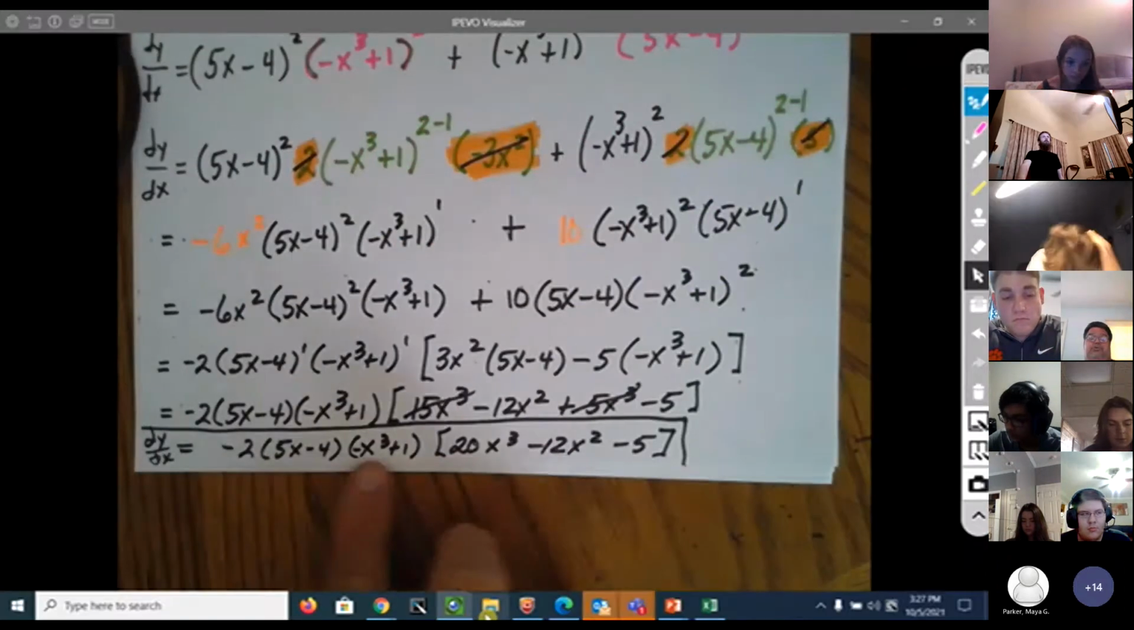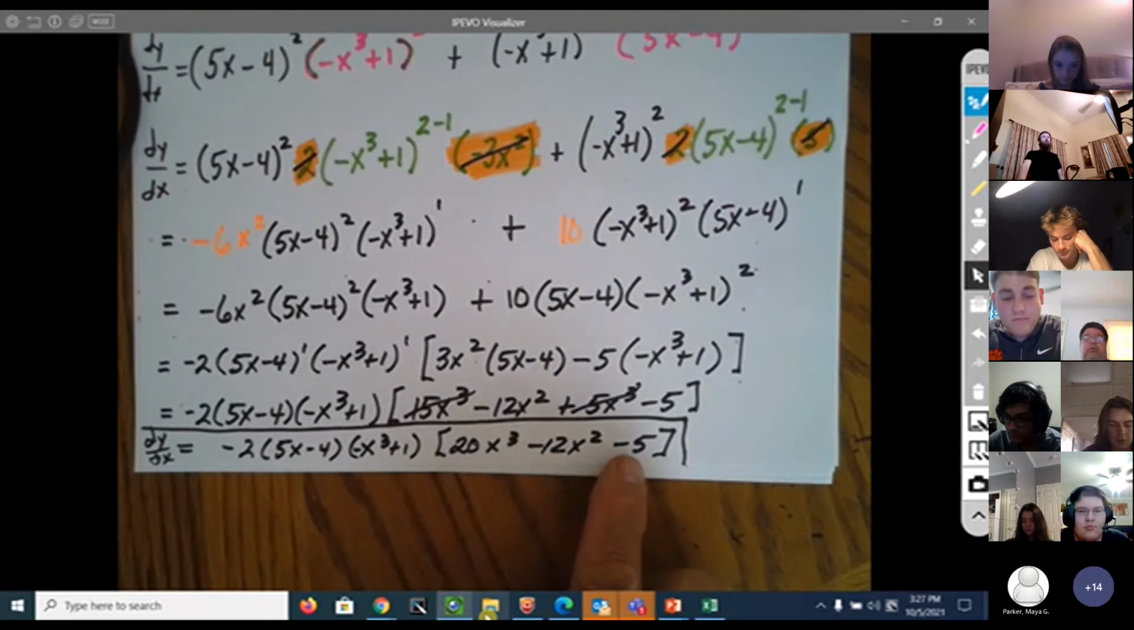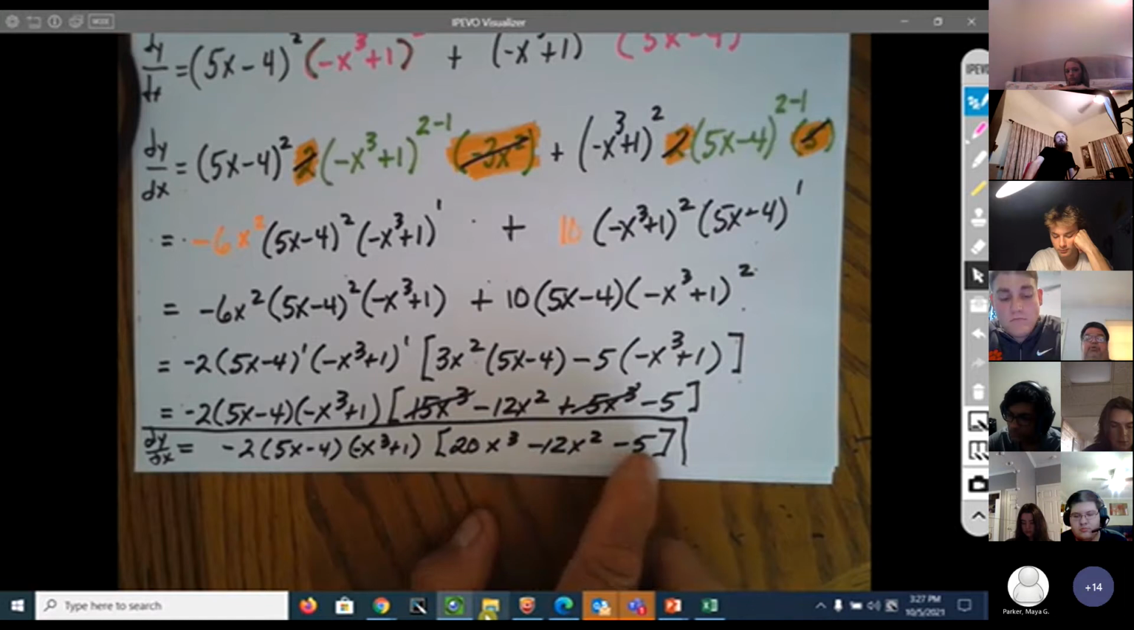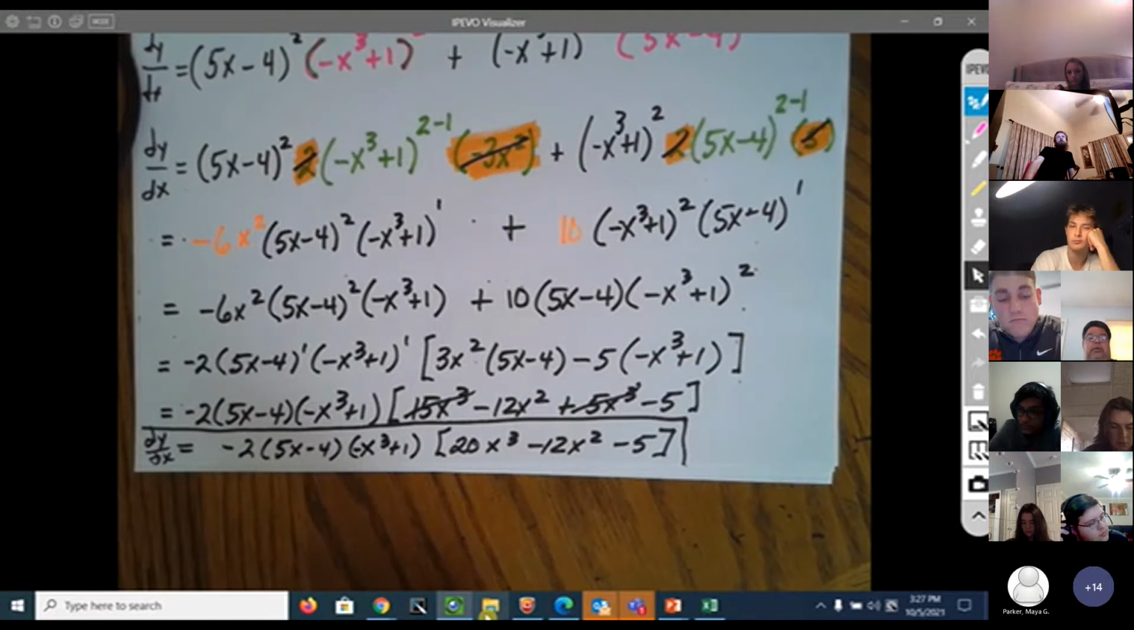And I don't see anything you could factor out here anyway, except a -1. And that -1 would change this to a -20x cubed plus 12x squared plus 5 and change this to a 2. Capiche?